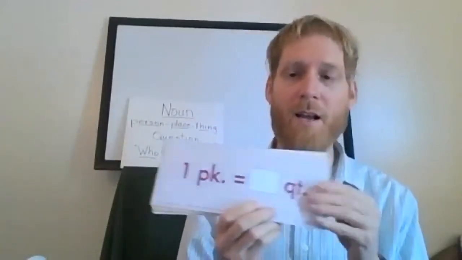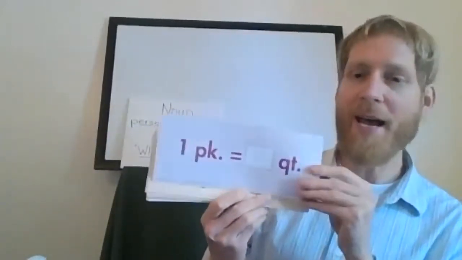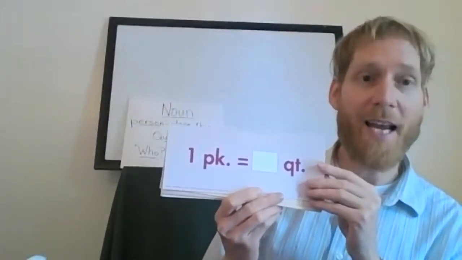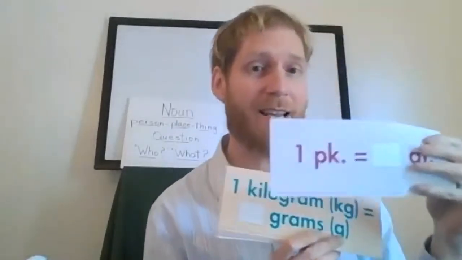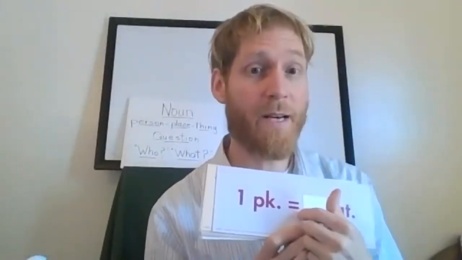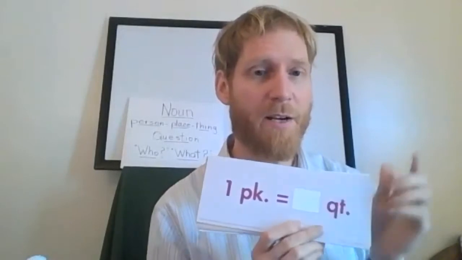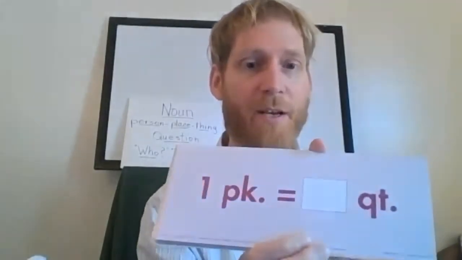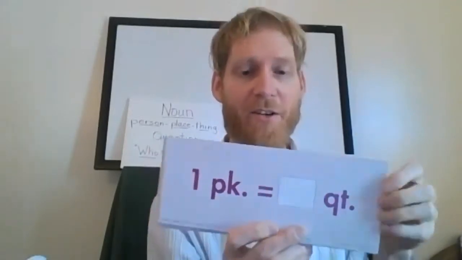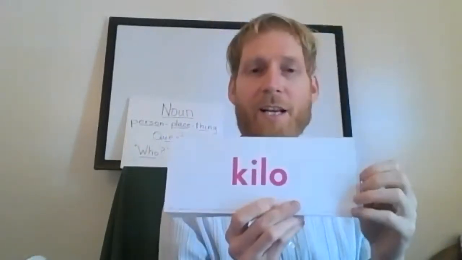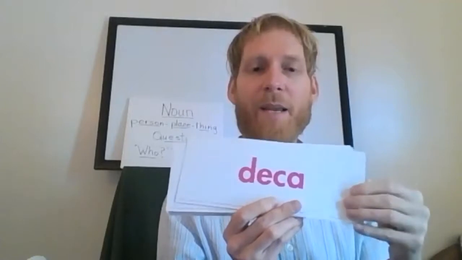What about these? 1 peck equals 8 quarts. Who said 8 quarts? That's one that we need to really work on and memorize because I don't think everyone knows that one. So make sure you memorize that one. 1 peck equals 8 quarts. Kilo means 1,000. Hecto means 100. Deca means 10.